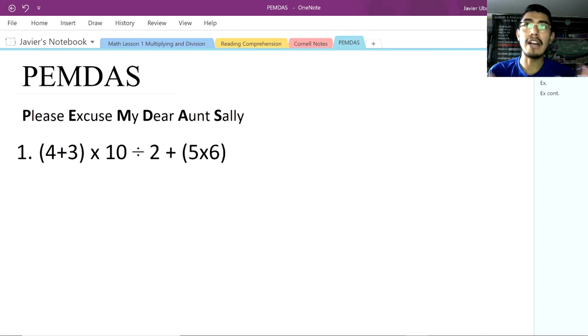So there's multiple acronyms for PEMDAS, but this is the one that stuck to me the most. It's please excuse my dear Aunt Sally. So when you're in the test, when they tell you to solve this, you're just gonna remember, please excuse my dear Aunt Sally. And you're gonna remember that P is parentheses, E is for the exponents, M is for multiplication, D is for division, A is for addition, and S is for subtraction, right?